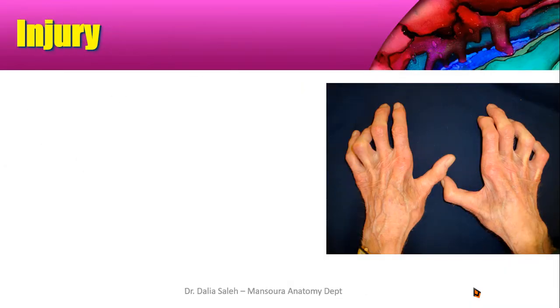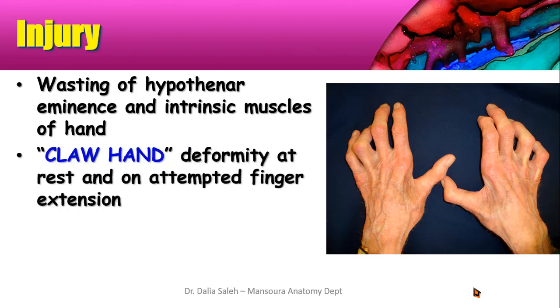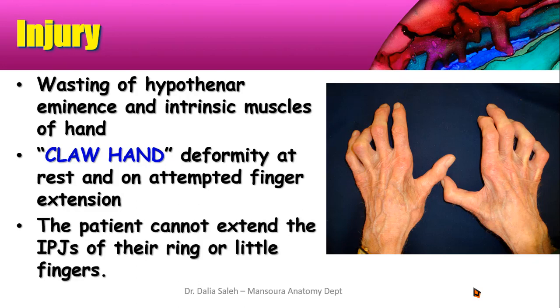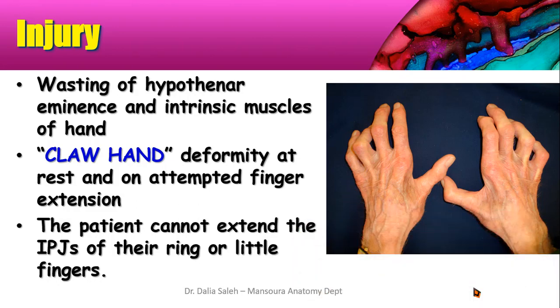The injury of the ulnar nerve is presented as follows. There will be wasting of the hypothenar eminence and the intrinsic muscles of the hand. So here we can see there is wasting and atrophy at the intermetacarpal spaces, especially at the first intermetacarpal space. And the deformity here will be claw hand deformity. It appears both at rest and exaggerates when the patient tries to extend his fingers. In ulnar nerve injuries, the patient cannot extend the interphalangeal joints of their ring and little fingers.